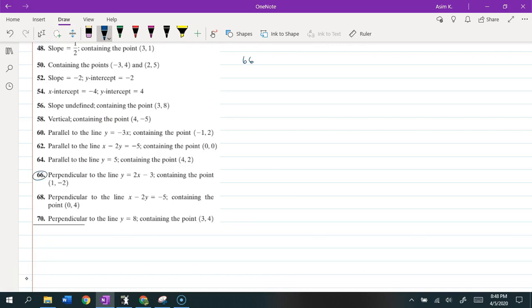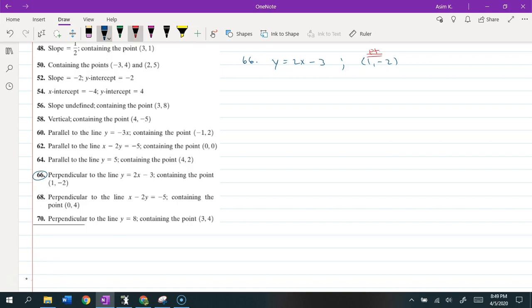Number 66 says that your line is perpendicular to y equals 2x minus 3. All right, your line is perpendicular to it. And furthermore, that your line is going through the point (1, -2). So I think with all these examples so far, you're like, okay, I got the point, right? I need the slope. So here's how we're going to get the slope.